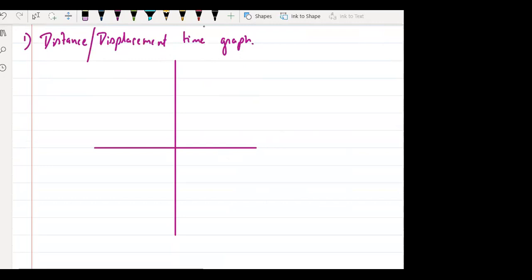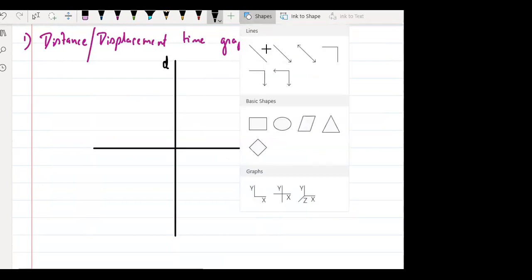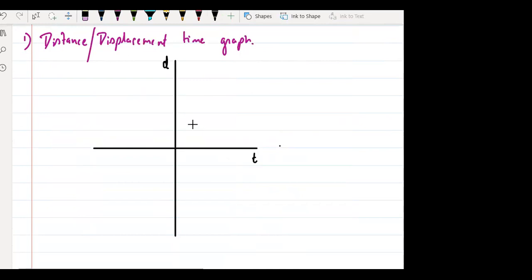Suppose I'm having this coordinate system. The x-axis represents time. Then the y-axis should represent either distance or displacement. It can represent both. But what will change if it is distance and if it is displacement? For example, I'm having a graph like this.